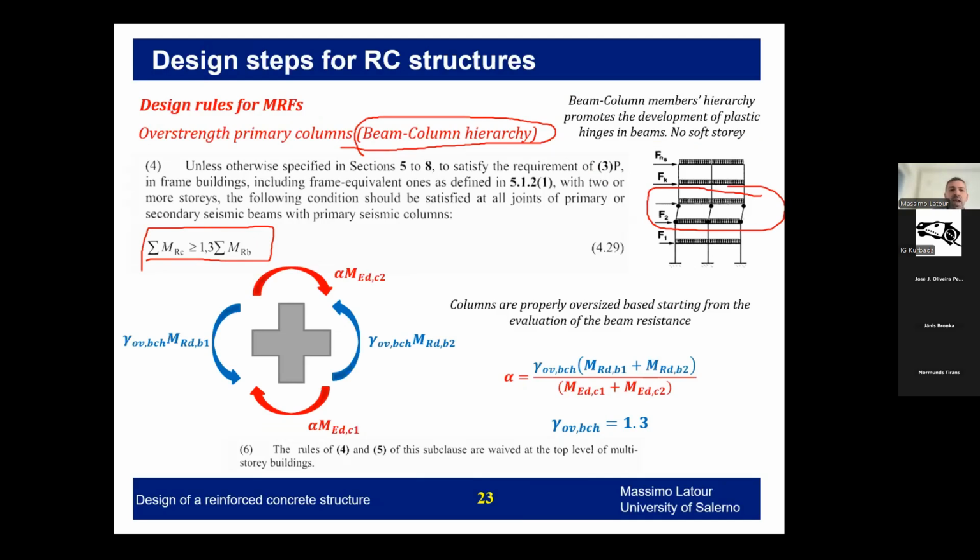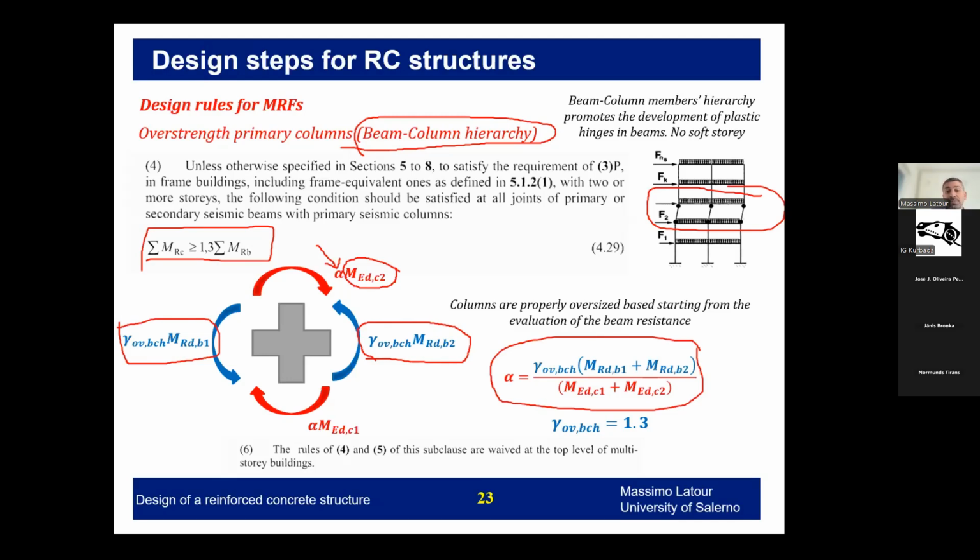This is normally achieved by rewriting an equilibrium of the joint, not starting from the design actions only. You notice this is not the action coming from the analysis. This is the resistance of the beam magnified with an overstrength, while this is the action in the column coming from the analysis. Alpha will be a magnification factor of this action based on this ratio. So the higher the resistance of the beam and the overstrength, the higher will be alpha. This number is equal to 1.3 as given in Eurocode.